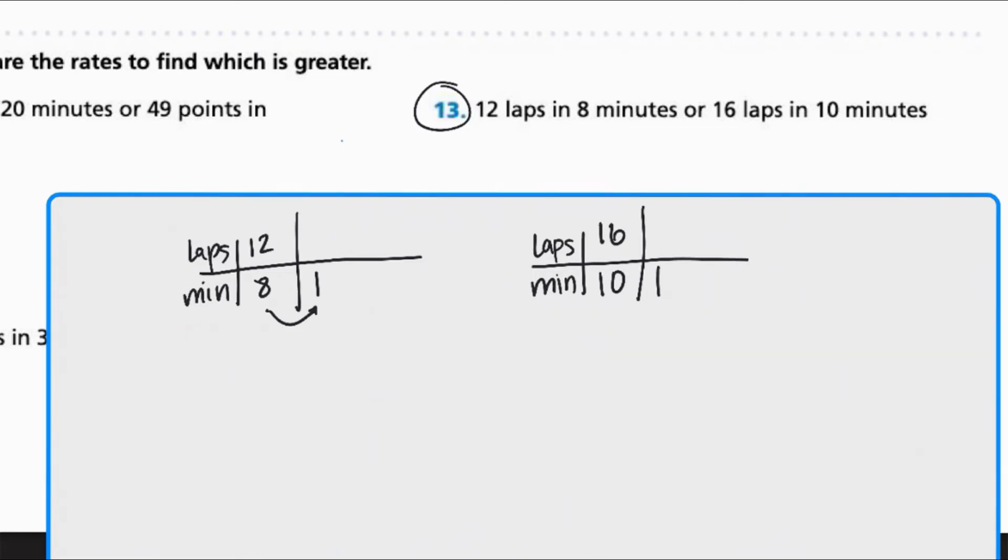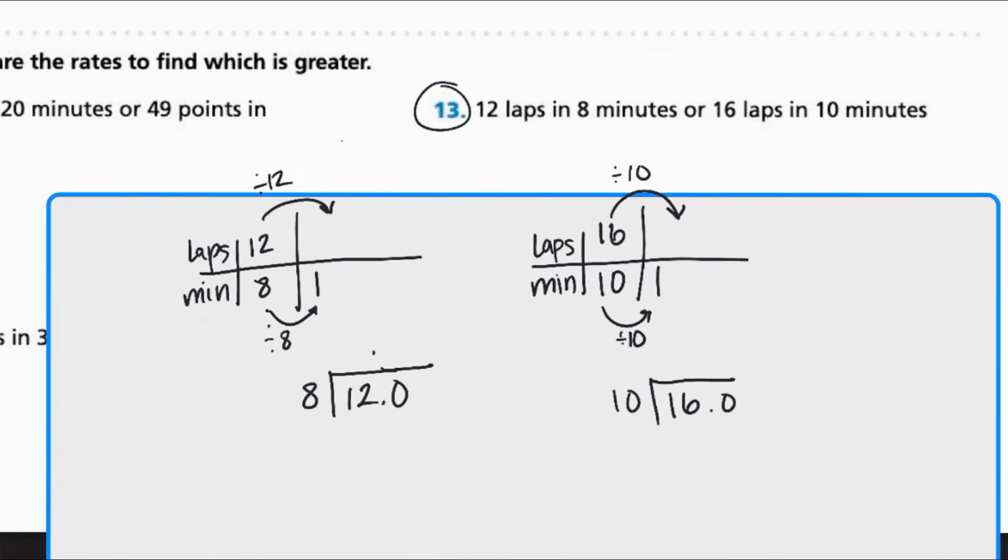So I know I'm going to be doing divided by 8 here, divided by 10 here. What I do to one part, I'm going to do to the other. So I'm doing 12 divided by 8. And then we're going to do 16 divided by 10. Okay, let's start here. That goes in 1 time, with 4 remaining. Bring down our 0. 8 goes into 40 evenly 5 times. And so we're done here. This is 1.5 laps in 1 minute.